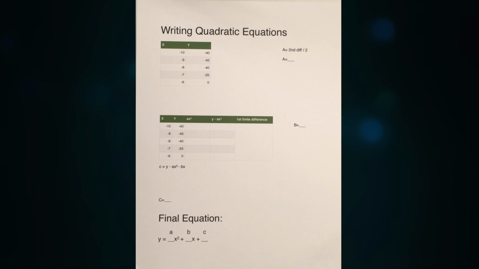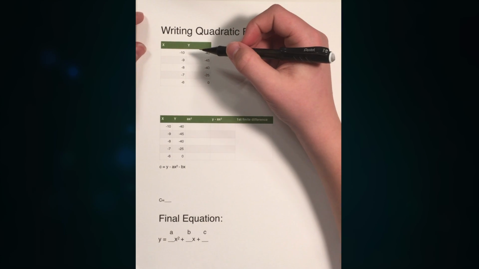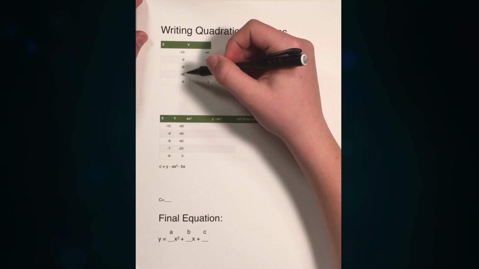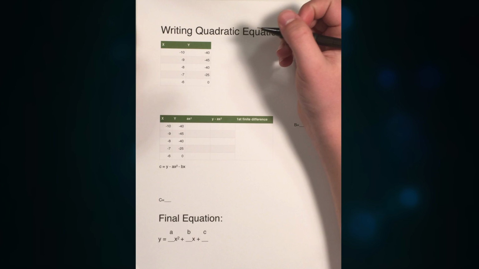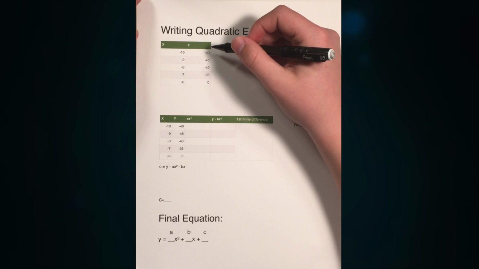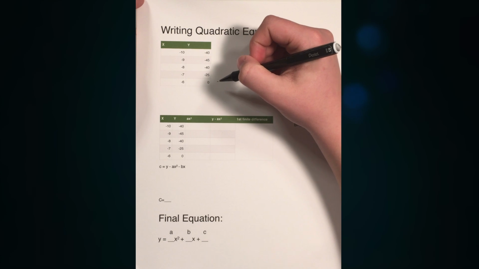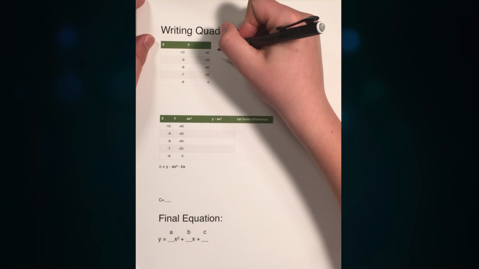Today we're going to be writing quadratic equations when given a table with consecutive integers for the independent variable. So here you can see we have our table and there are consecutive numbers for the x value. So the first thing we want to do is find the second difference of all of these values in the table. To do that, we first have to find the first difference.